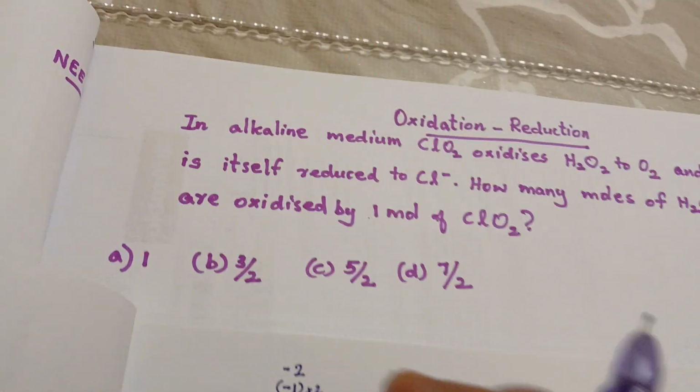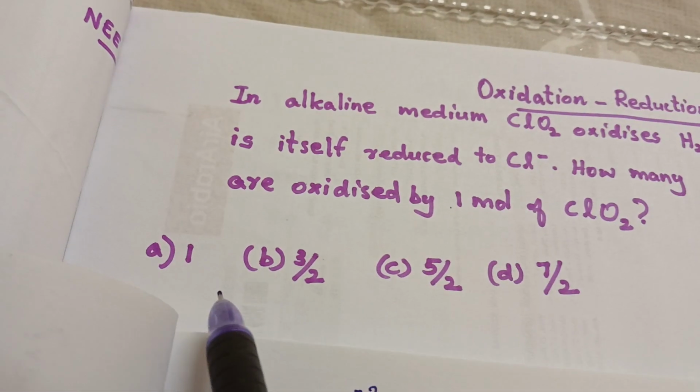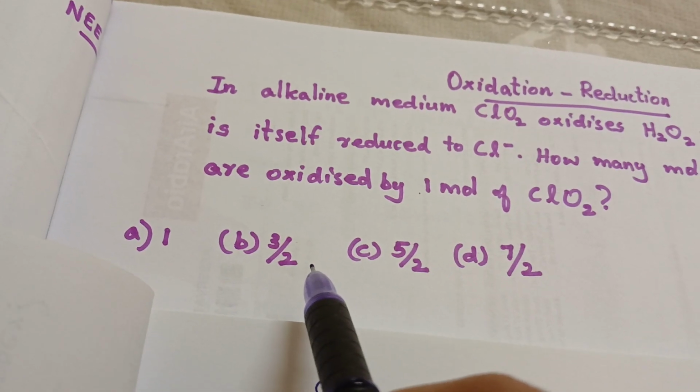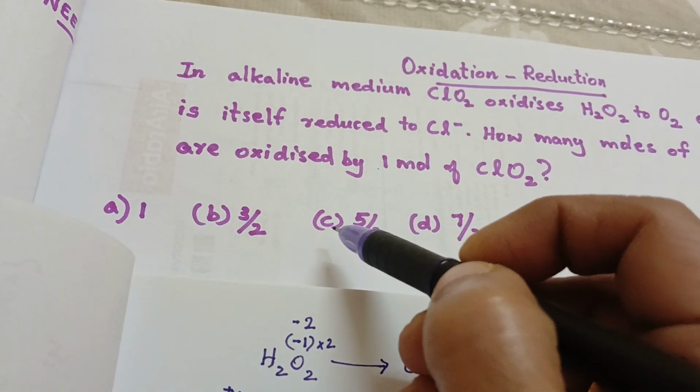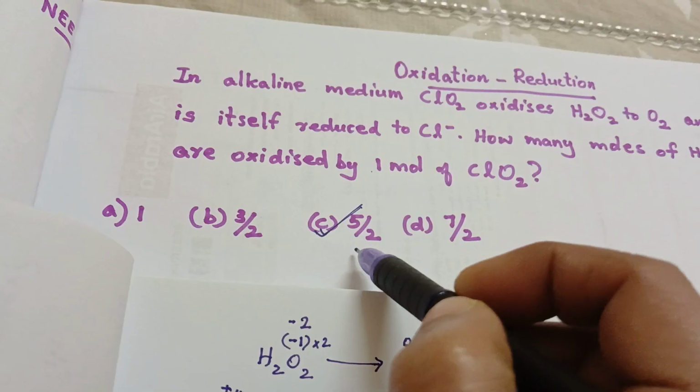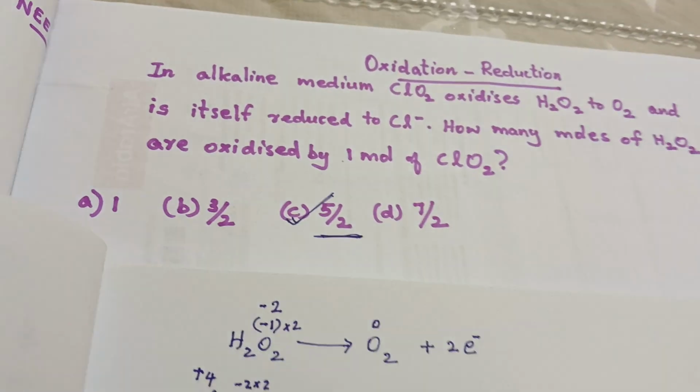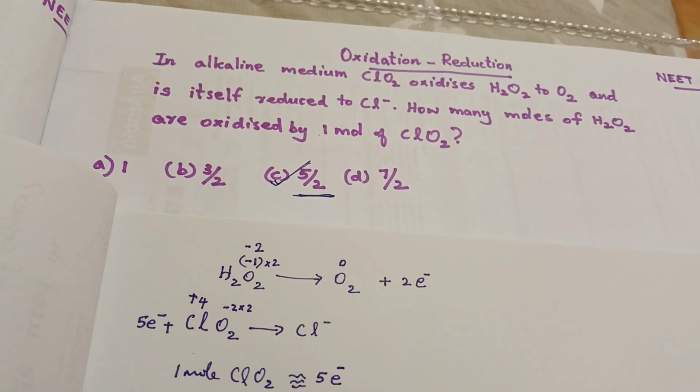Is there an option like that? First choice 1, second choice 3/2, third choice C is 5/2. So 5/2 moles of hydrogen peroxide is the correct option.